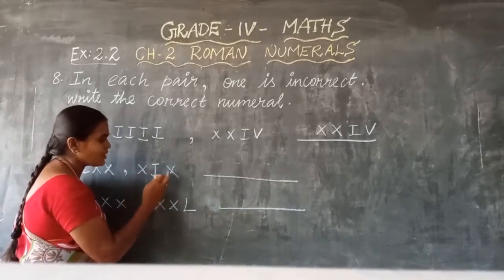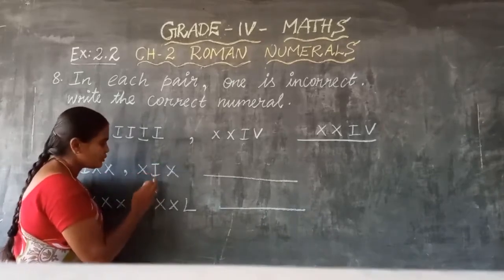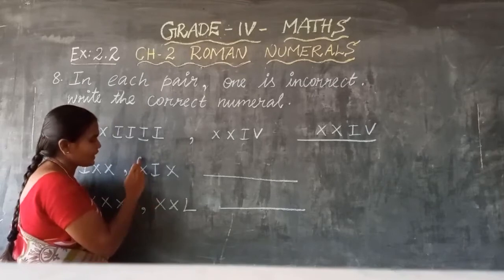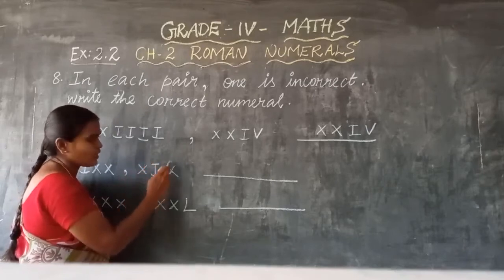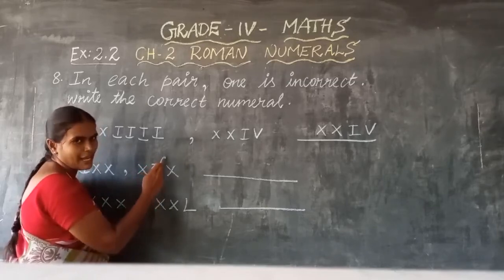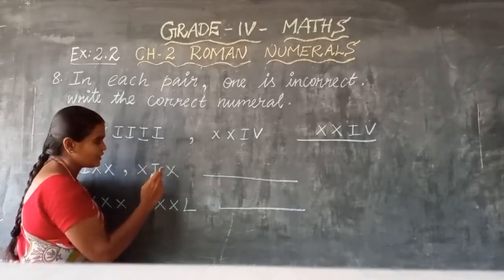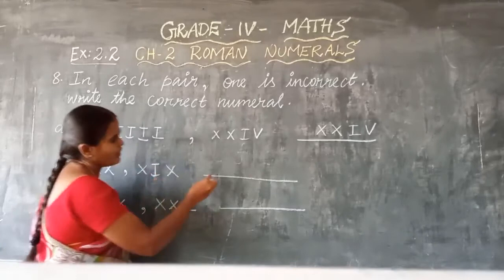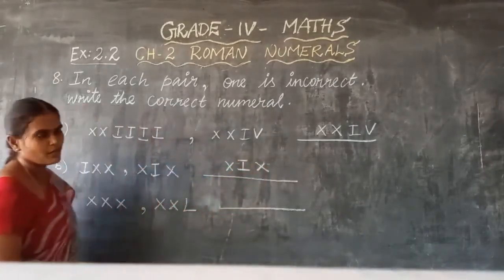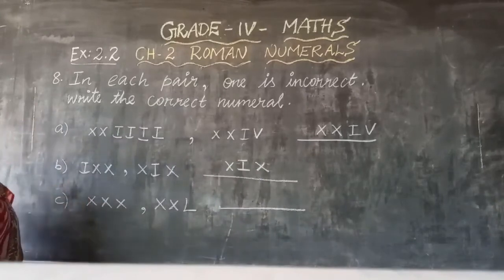Two greatest numbers with a small number between means you take the small number with the right side number. So X value 10, I value 1, X value 10. So 10 plus 10 minus 1, we get 19. 10 plus 9, 19. So this is the correct Roman number. XIX is the correct Roman numeral. So this one is wrong.